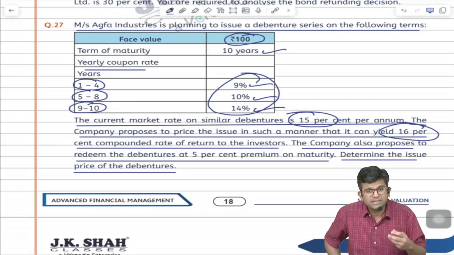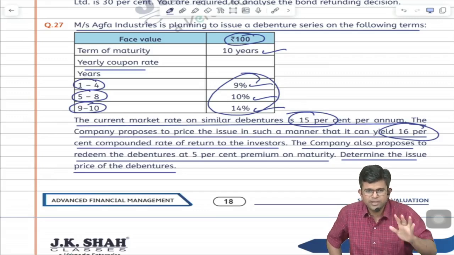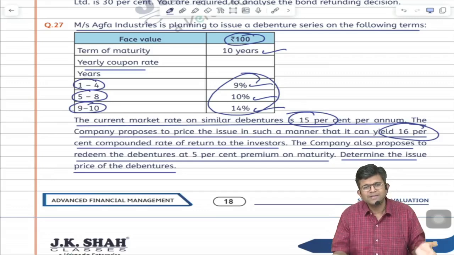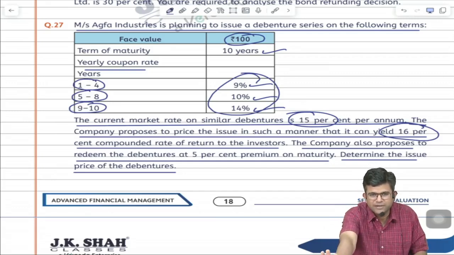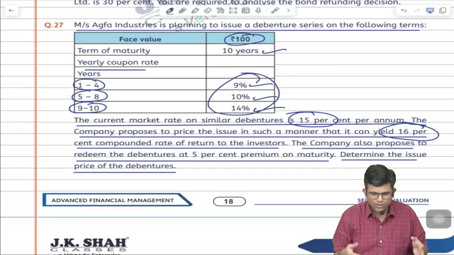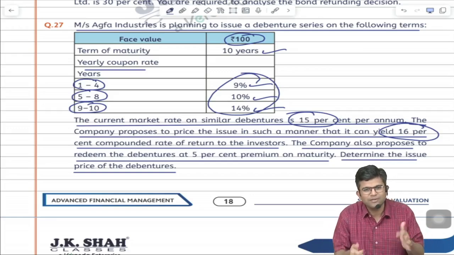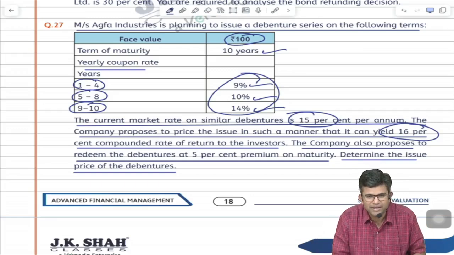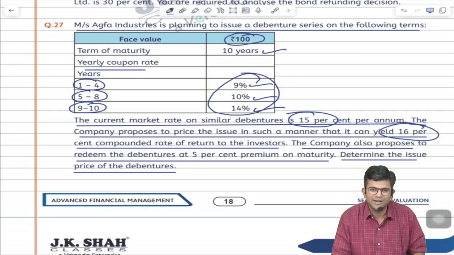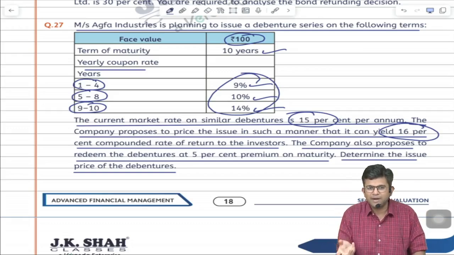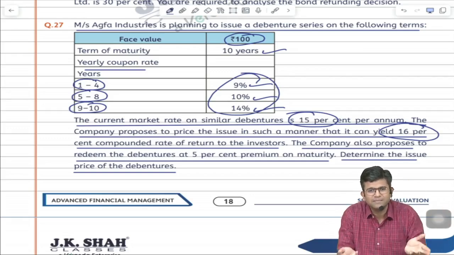Now the question is, how should I determine that issue price at which I should issue the debenture to you? Very simple. I want to ensure that your YTM should be 16%. So what I should do? I should take these future cash flows and discount them at the rate 16%. Whatever will be the present value will become the current market price. And if you buy that debenture at that price and hold it till maturity, you will get 16%. I hope you're getting it.